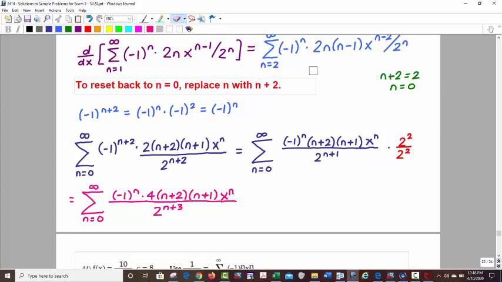So when you replace n with n plus 2, you get this. And now when you replace n with n plus 2 minus 1, that gives me n plus 1. And then n plus 2 here makes that back x to the n. And then the 2 to the n on the bottom becomes 2 to the n plus 2. All right, so actually this first result right here is correct. But we're going to make a couple of modifications to make it match that answer.